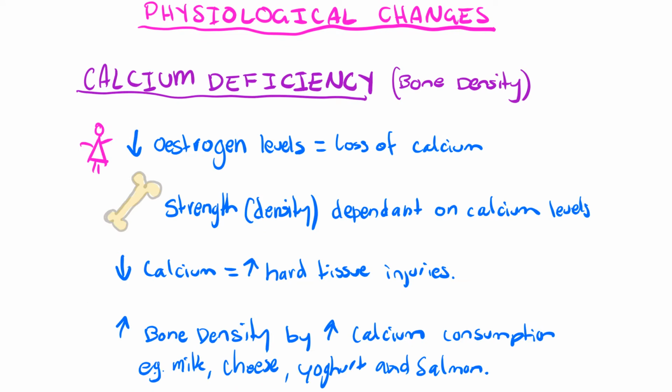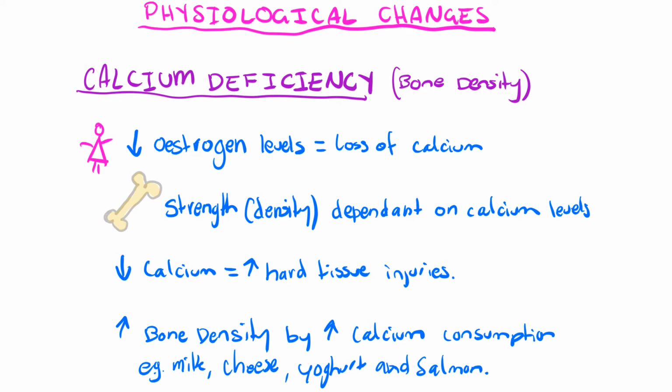So the next physiological change we see in women is a calcium deficiency. Now, calcium deficiencies lead to low bone density. And when we talk about bone density, that's like how strong are our bones and how well can they withstand being placed through impact from sporting activities. And so females have lower estrogen levels, and because they have lower estrogen levels during periods of menstruation, this means that there's a loss of calcium in the body, and so therefore if we're not getting enough calcium to our bones or calcium in our body, our bone density is going to decrease.